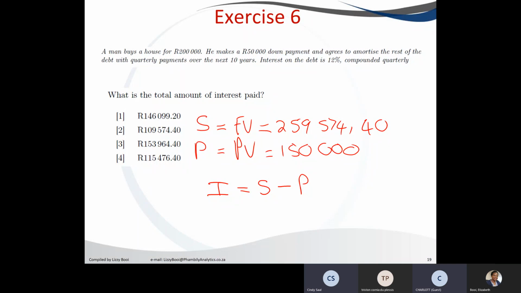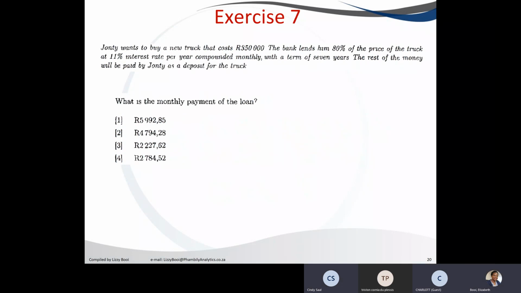Option number 2. Yes. Option Number 2. Yes. That was also easy. Yes. Now we go to the other questions. These ones I got from past exam papers also.